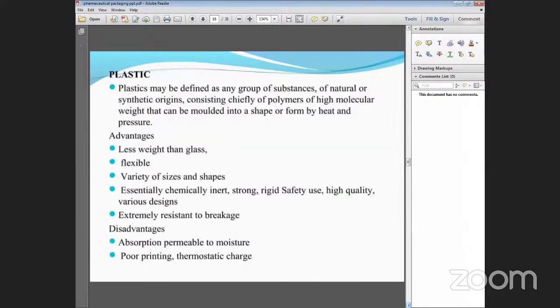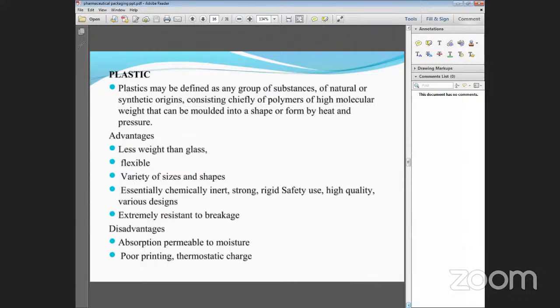Next, we will know about plastic. Plastics may be defined as any group of substances of natural or synthetic organic origin consisting chiefly of polymers of high molecular weight that can be molded into a shape or form by heat and pressure.